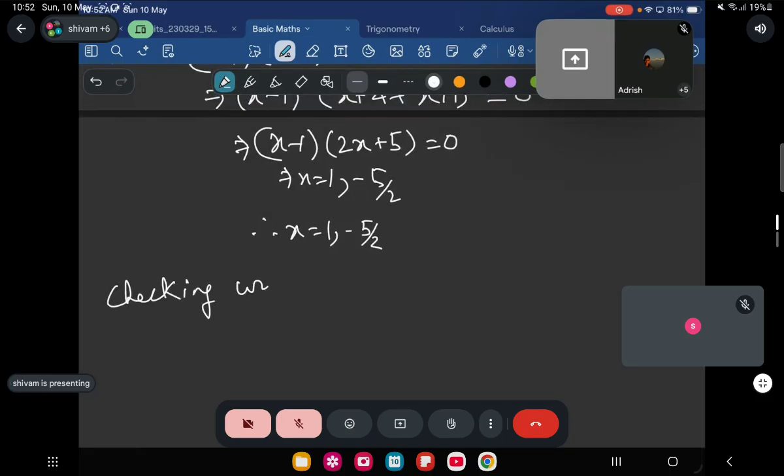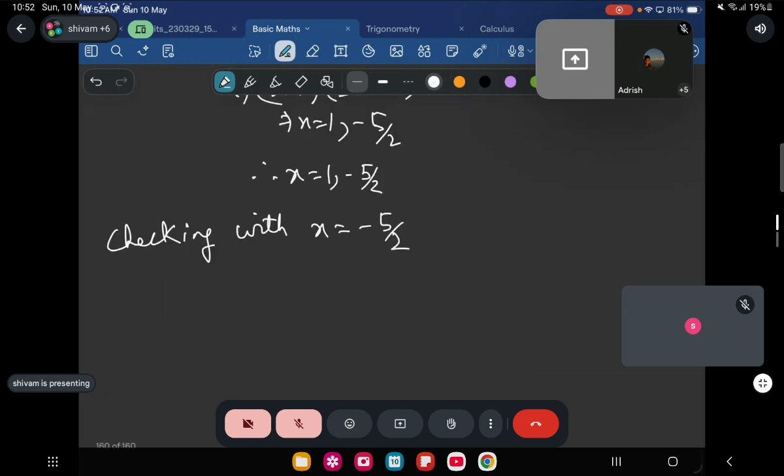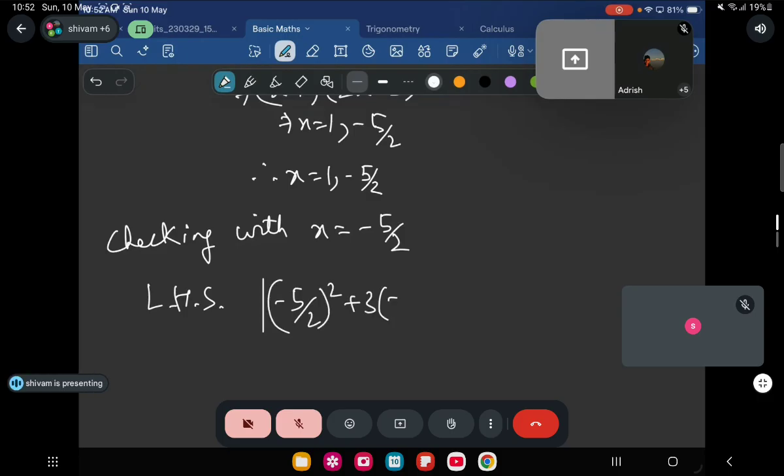Checking with x equal to minus 5 by 2. LHS will be mod of minus 5 by 2 whole square plus 3 into minus 5 by 2, x square plus 3x minus 4. This will give us how much? Mod of minus 5 by 2 whole square is 25 by 4, minus, you are getting 21 by 4, minus 15 by 2, minus 4. This will give us how much? 21 by 4. People got 21 by 4.